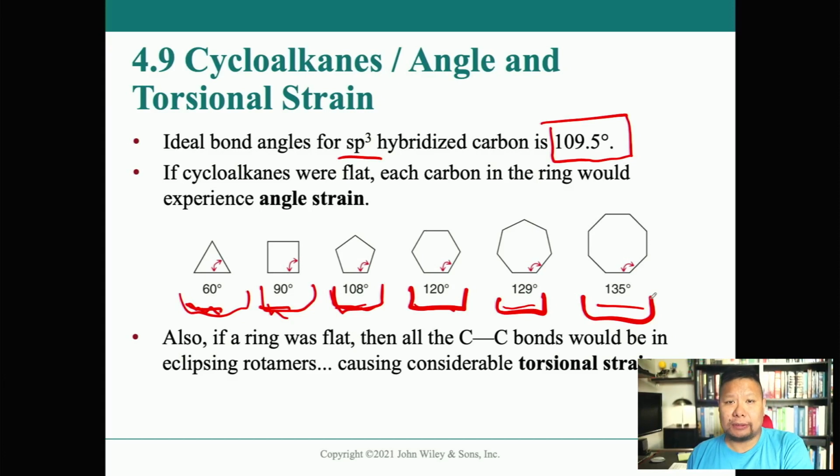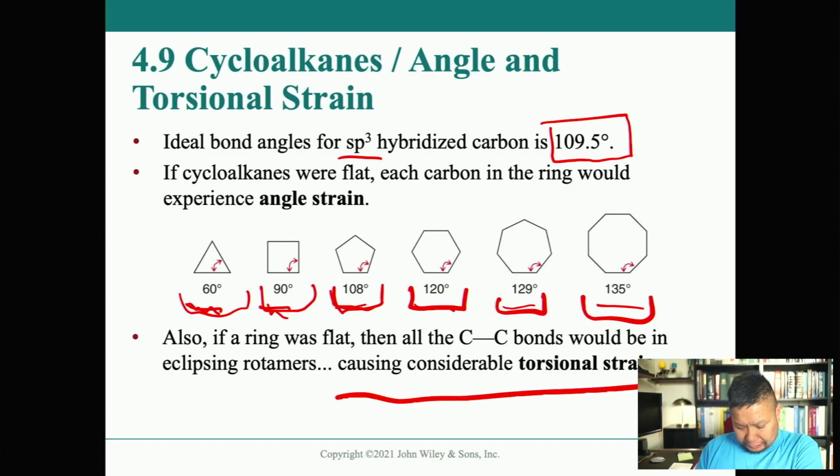Also, if the ring is flat, then the carbon-carbon bonds would be eclipsing rotamers, causing considerable torsion strain, meaning they would be twisting.